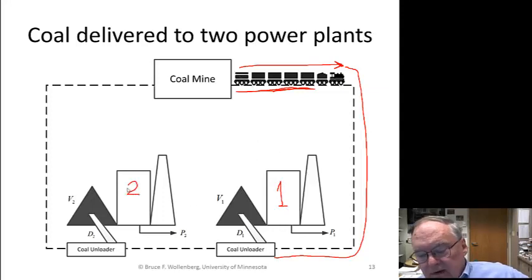So it goes to plant number one, and there's just so much coal on, and we want to use all the coal on the train. And so we unload from the unloader here, which takes it out of the hopper car, a certain amount of coal onto the coal pile. This represents the coal pile here.